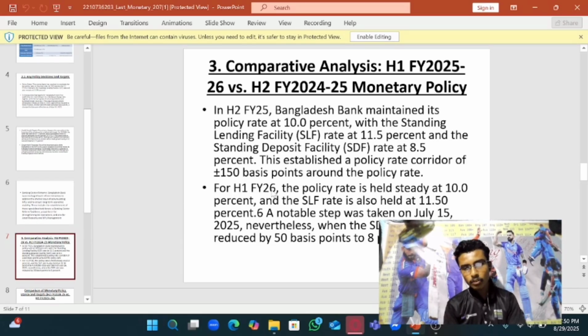What about 26? The policy rate is held stable at 10% and the SLF rate is also held at 11.50%. A notable step was taken on July 15, 2025, when the SDF rate was reduced by 15 basis points, to 8%. That means fiscal year 25 and fiscal year 26 are both at 10%. Fiscal year 25 is a 10% rate, and fiscal year 26 holds 11.50%, trying to resolve it. Okay.